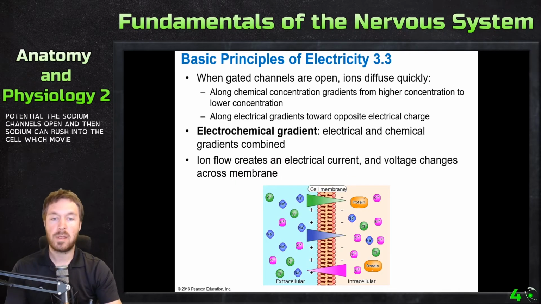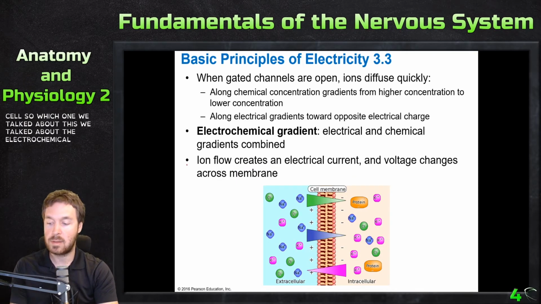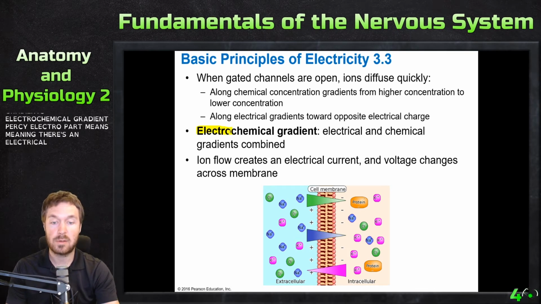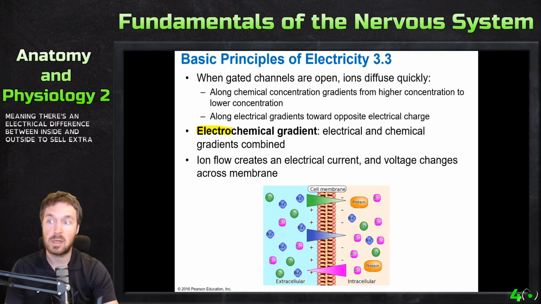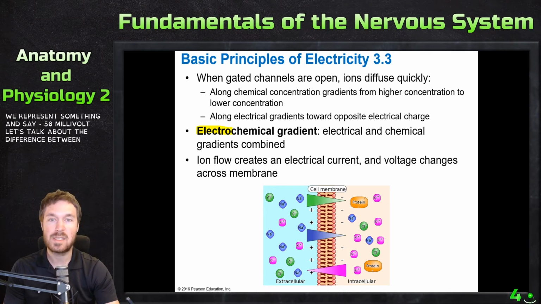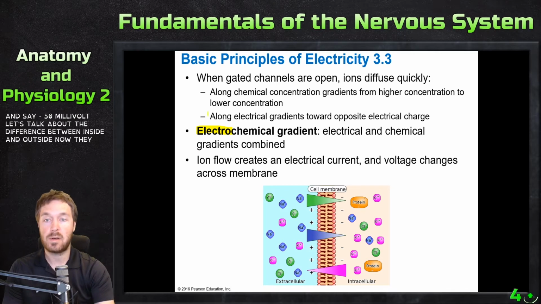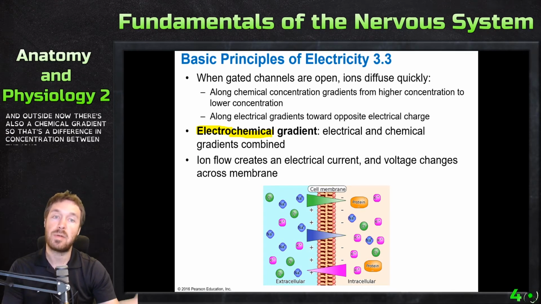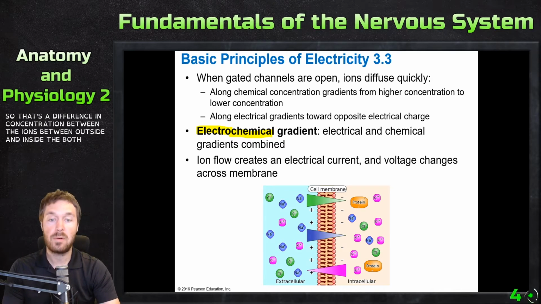So when we talk about this, we talked about the electrochemical gradient. First the electro part, meaning there's an electrical difference between inside and outside the cell, extracellular versus intracellular. When we say minus 50 millivolts, that's talking about the difference between inside and outside. Now there's also a chemical gradient. That's the difference in concentration of the ions between outside and inside. So both these two things combine.